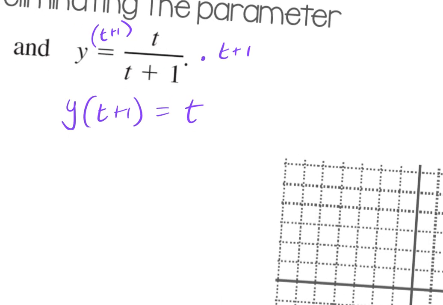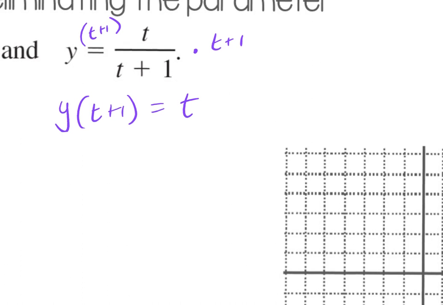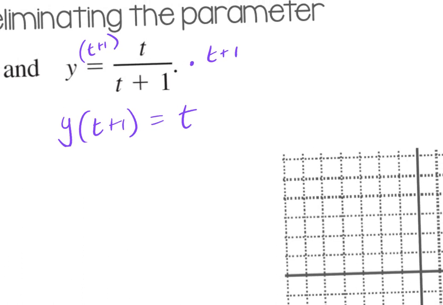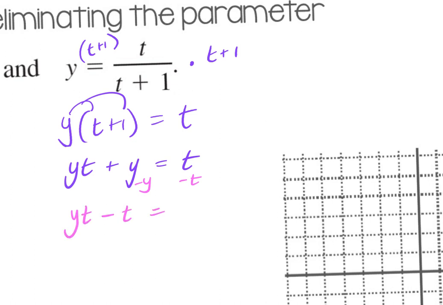Now, if I have 2 of those same variables, I need to get them to the same side and then kind of re-isolate them. So I'm going to distribute this in. And I get y times t plus y equals t. And then both terms that have the t have to go to one side, and the one that does not goes to the other. So I'm going to subtract the t and the y, and I get yt minus t equals negative y.